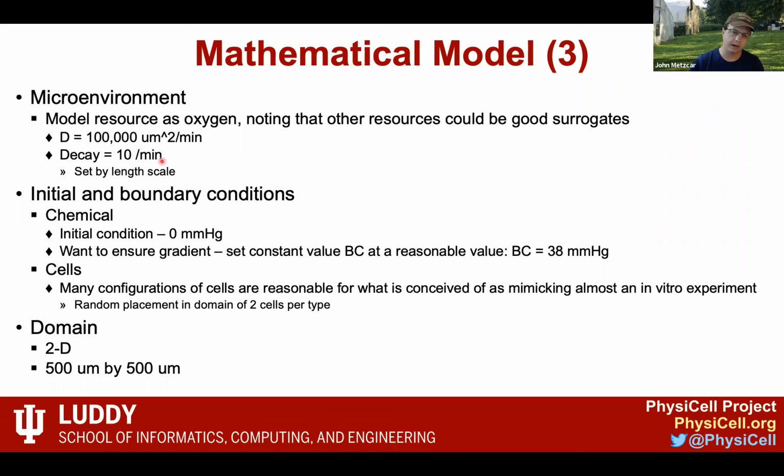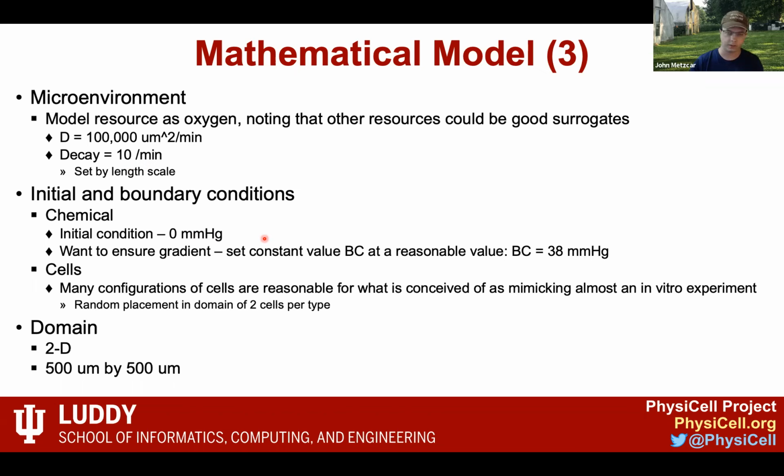For our initial boundary conditions, we don't need a particular initial condition. In this case, I'm just going to go with 0. We could do different ones. Decay would take care of it for us. What we really need is a gradient.